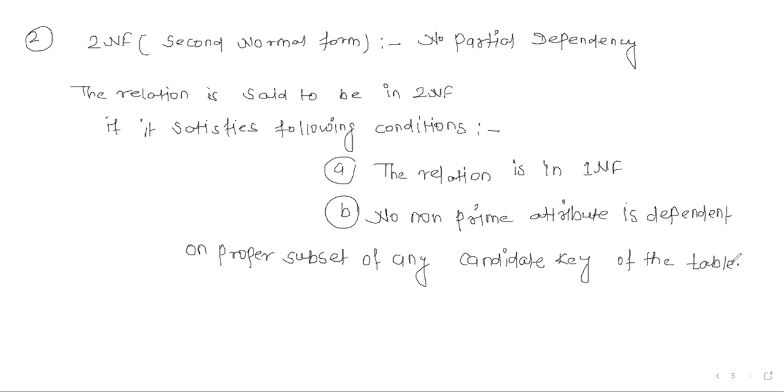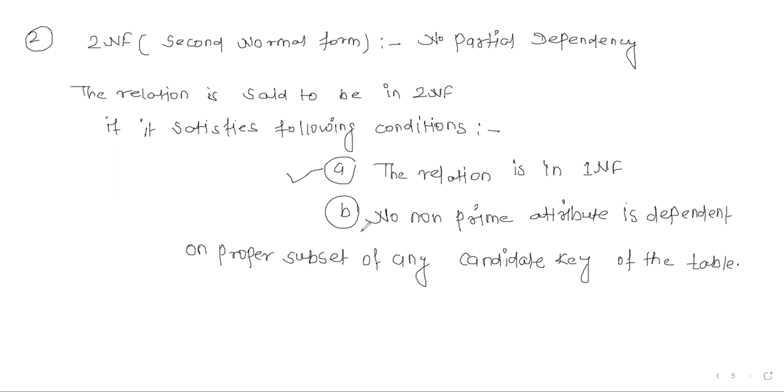What does it say? First, it expects that your relation should be normalized up to first normal form. So when we are talking about second normal form, our relation is by default converted up to first normal form. If it is not so, then first of all, you need to convert into first normal form. Then only you can go to the next level. Now come to the second level. Second normal form now says that my table is in first normal form. Now what next do I have to check? The next thing I have to check is no non-prime attribute.